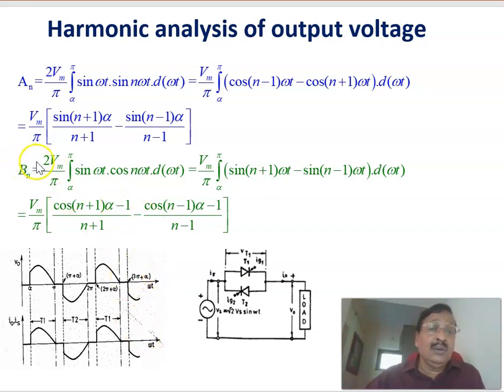Now we will see the magnitude of the fundamental as well as the different harmonic components in the coming slides.